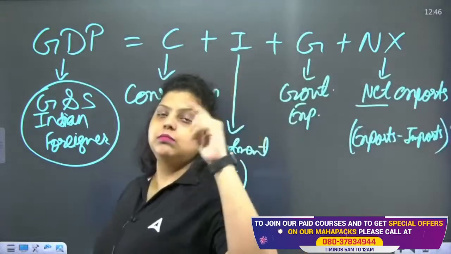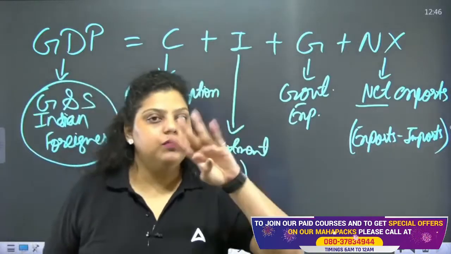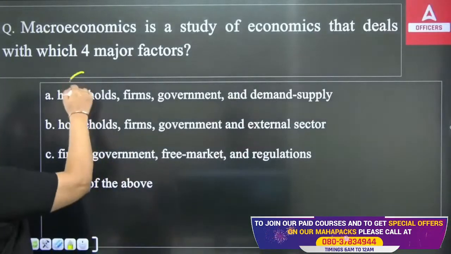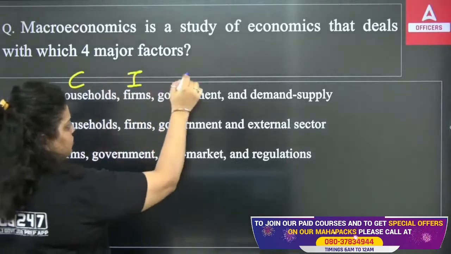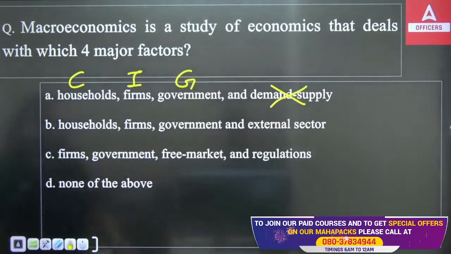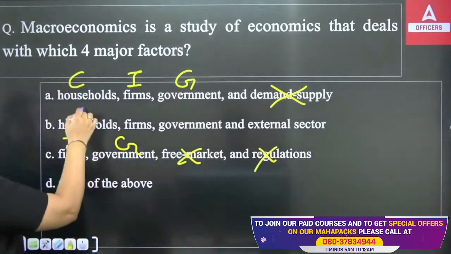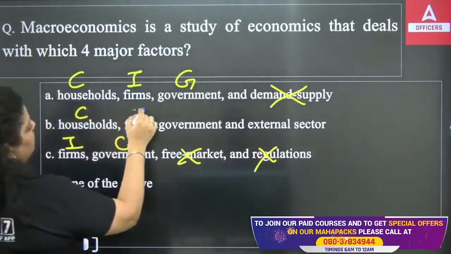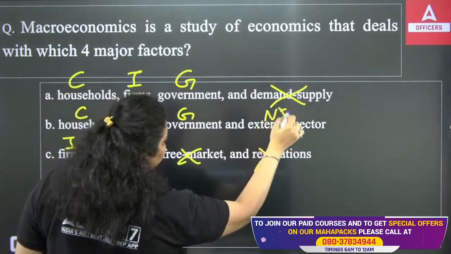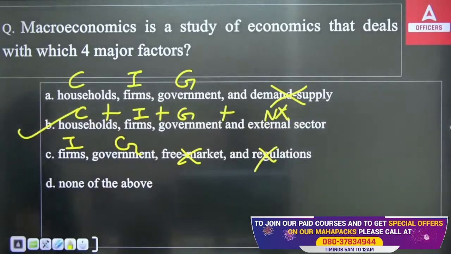Okay, so consumption by households of the country, investment by the private firms, third, expenditure by the government, and fourth, net exports. Net exports you can represent as which of the following options? First is saying households, which can be represented by C, firms by I, government by G, but demand and supply cannot be represented as net exports. Third, firm again I, G, but free market and regulation cannot be defined under GDP. Here households means the consumption that households do. Private firms' investment will be counted, government expenditure will be counted, and external sector means net exports. So when you calculate the value of these 4 factors, it gives you the study of economics.